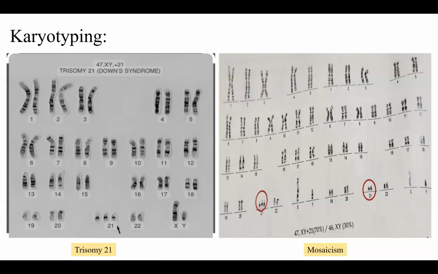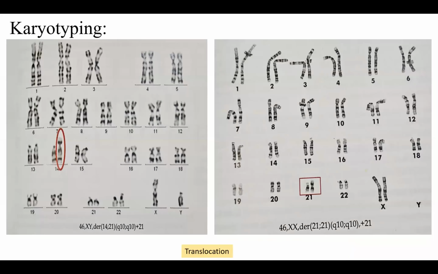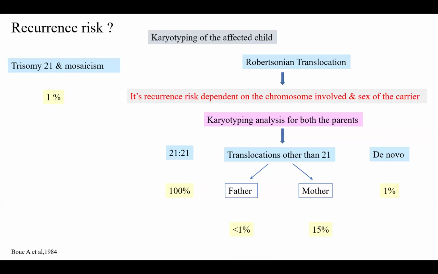And in these cytogenetics, while we are seeing the karyotyping, in trisomy 21, 3 copies of chromosome 21 will be seen. In mosaicism, both 2 copies of chromosome 21 and also 3 copies of chromosome 21 will be seen. In translocation, the first image is showing a 14 to 21 translocation, and the second image is showing a 21 to 21 translocation. So, what is the recurrence risk?